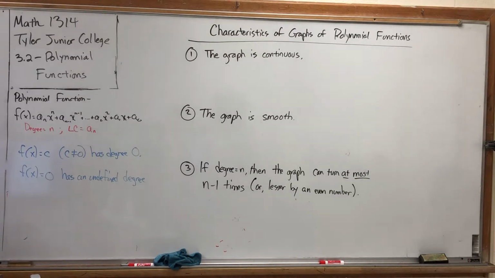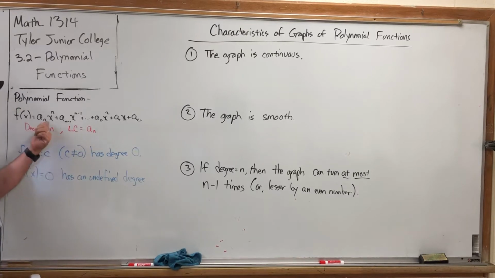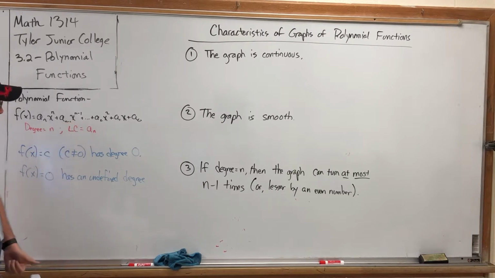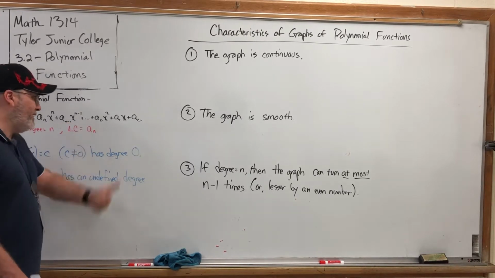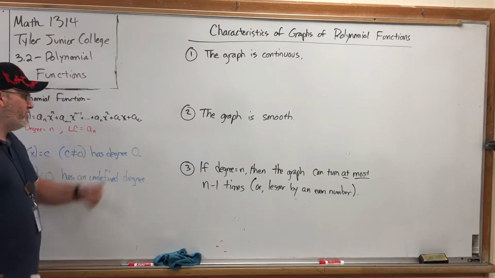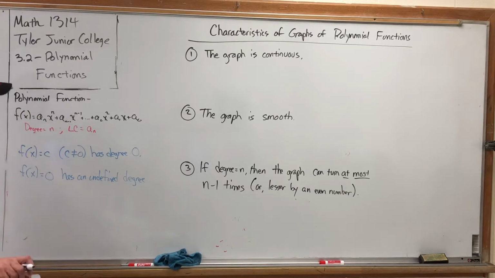In the previous video, we defined the general form of a polynomial function as a sub n times x to the n plus a sub n minus 1 times x to the n minus 1 plus, and then keep going until you get to the end, a sub 2 times x squared plus a sub 1 times x plus a sub 0. And again, don't let the notation intimidate you. This basically says add a bunch of powers of x's, and the coefficients are just named with the subscript to match the power on the x.